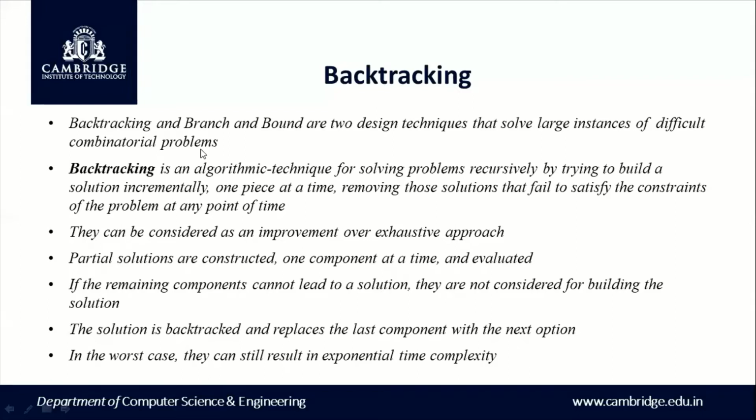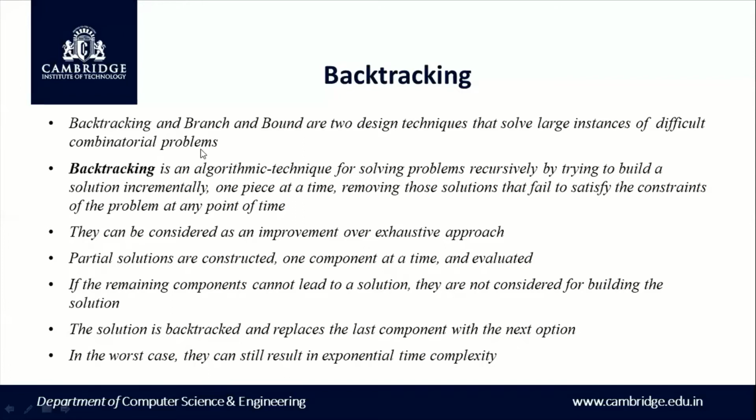Combinatorial problems generally become difficult to solve when the input size increases. So backtracking and branch and bound are 2 design techniques that make this kind of combinatorial problems easier to solve. First we talk about backtracking and discuss all the problems on backtracking. Then we will be discussing branch and bound.